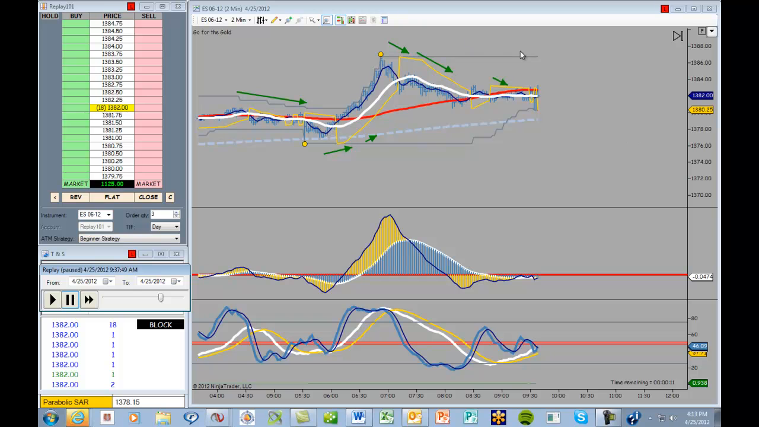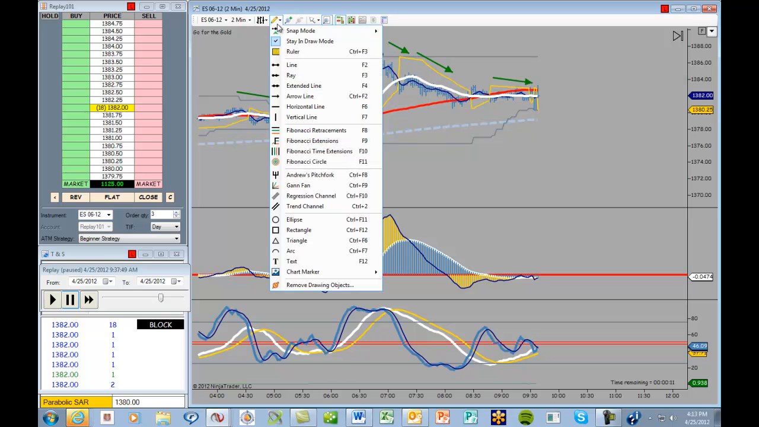Now, look what we got. We have now hit the lower Donchian channel, and it appears that the price wants to go in the other direction.